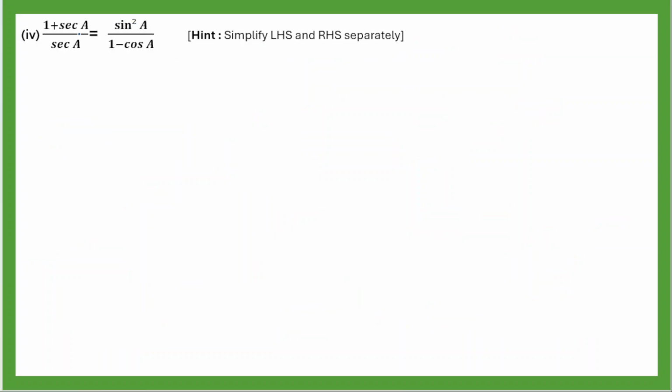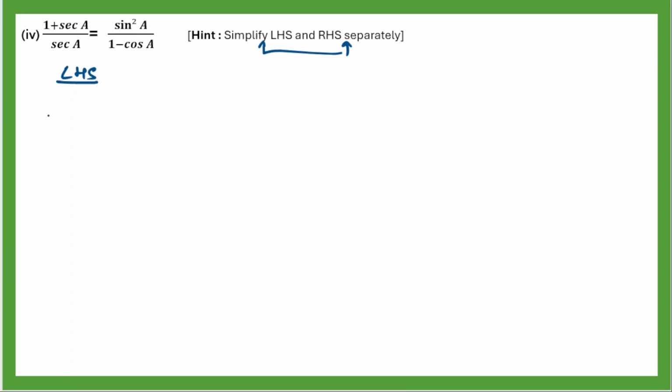Now we have question number 4. Very easy question. (1 plus sec a) divided by sec a equals sin square a divided by (1 minus cos a). Hint is already given to you. You have to simply find left hand side and right hand side separately. So we will take left hand side first.